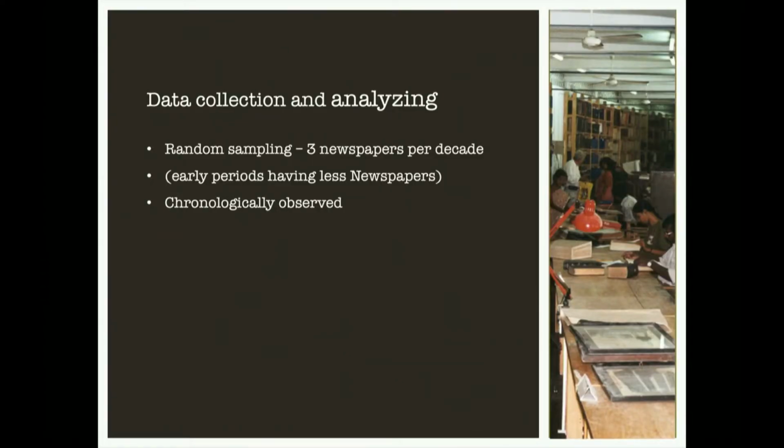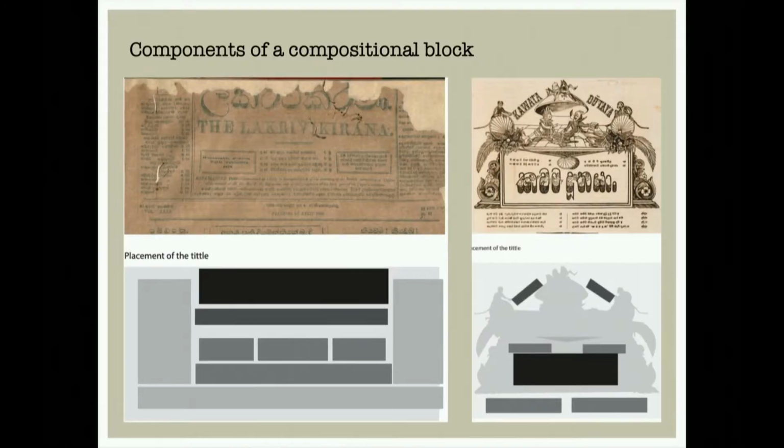So the data collection was on random sampling. I took 3 newspapers per decade. But for the early newspapers, we did not have that many newspapers printed, so in the early 50 years, we recorded a few more, and then this was chronologically observed.